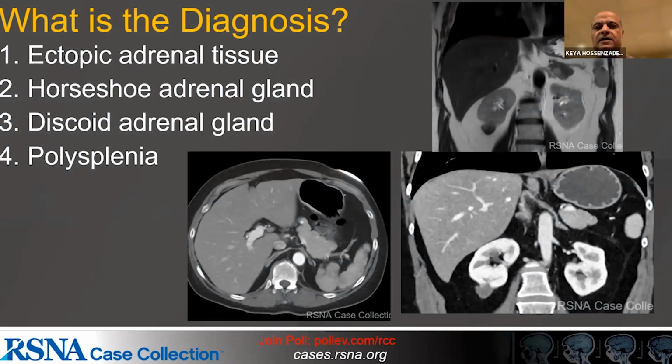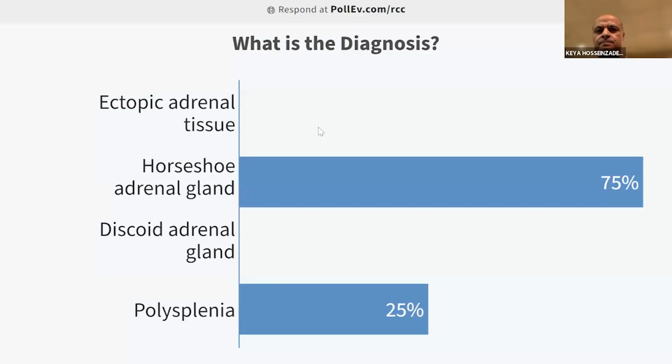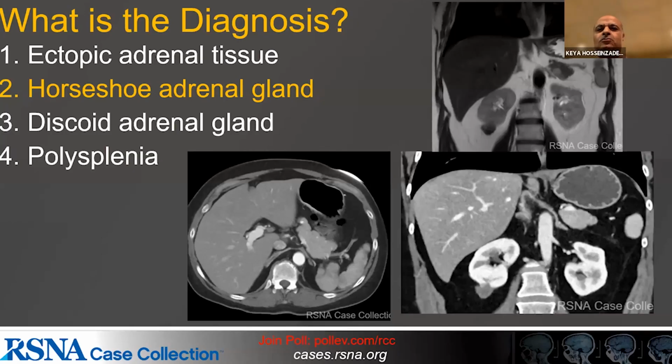So the possible considerations: ectopic adrenal tissue, horseshoe adrenal gland, discoid adrenal gland, and polysplenia. Have a look again at these images. Let's go to the poll. Okay. Looks like the overwhelming majority is selecting horseshoe adrenal gland. And the answer is, next slide, yes, horseshoe adrenal gland.